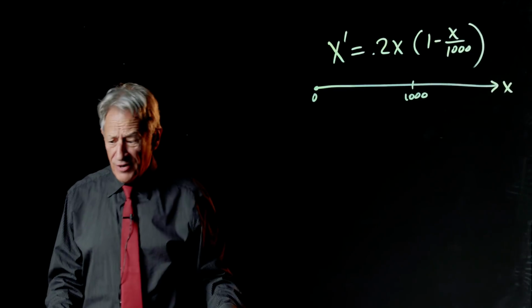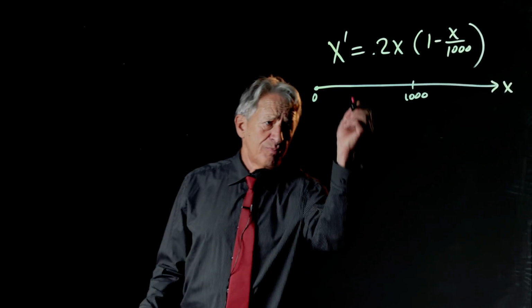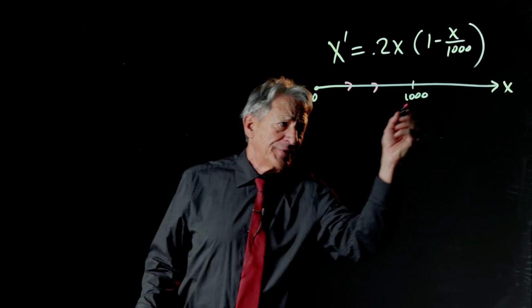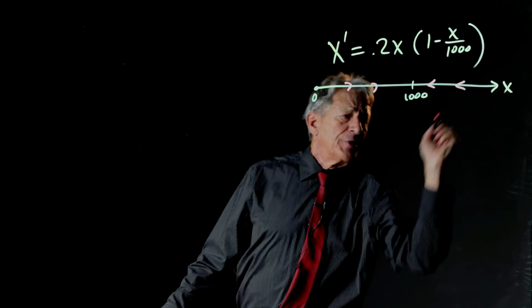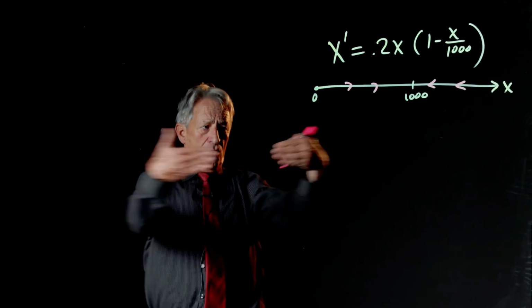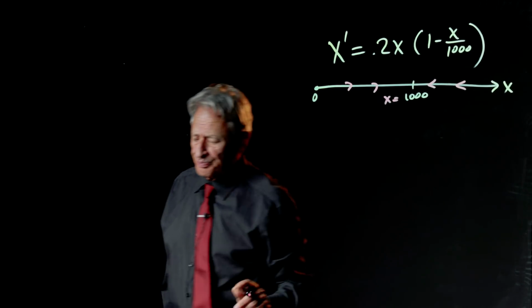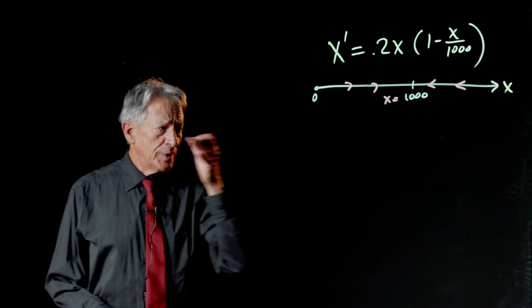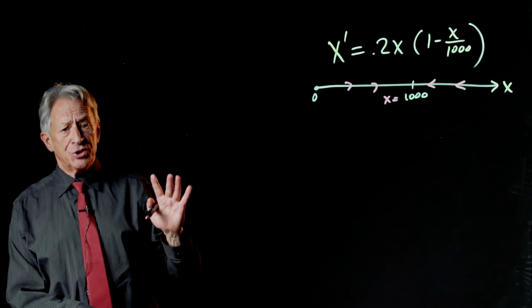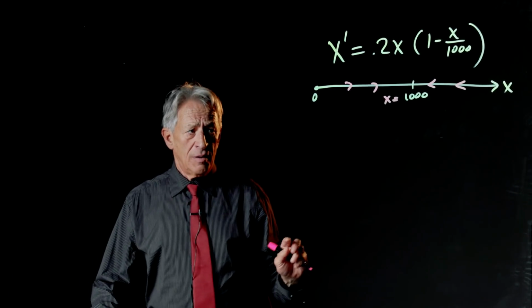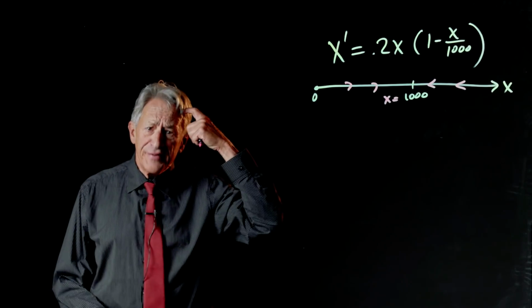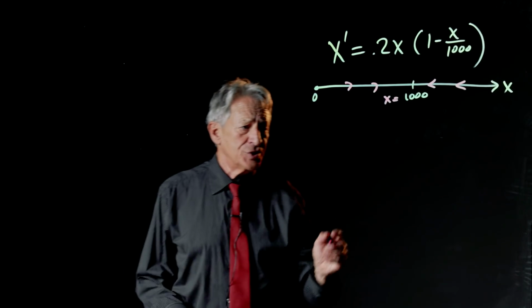Just to check our ideas, we deduce that the vector field is going to look like that. It's going to all head into the point x equals 1,000 as an equilibrium point. We can check that by also just running the simulation in Sage.